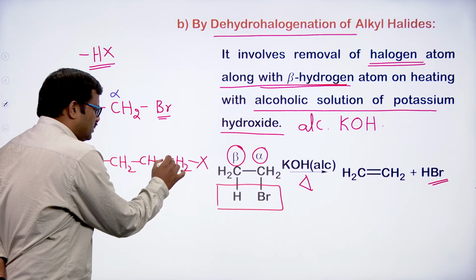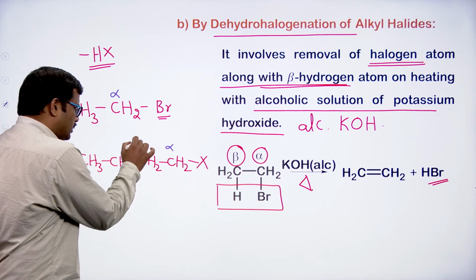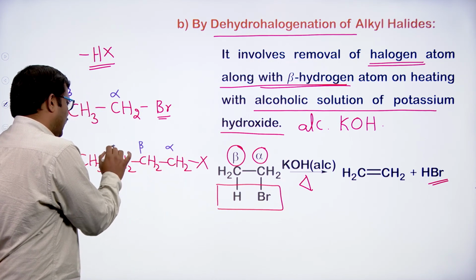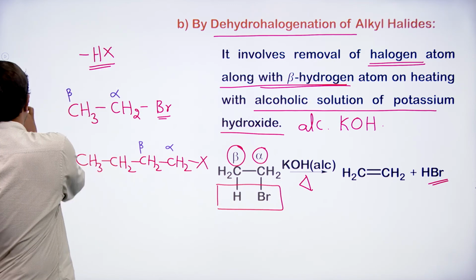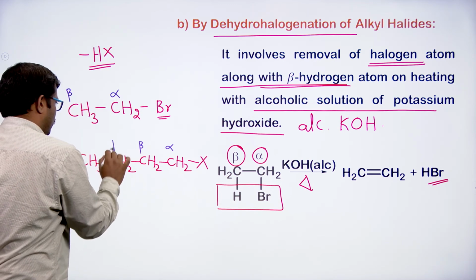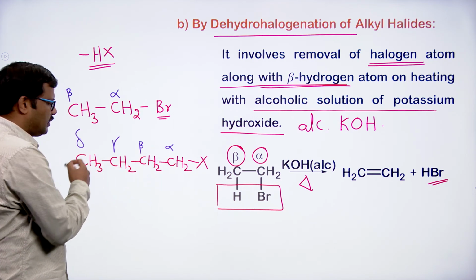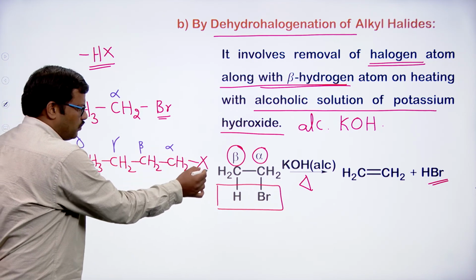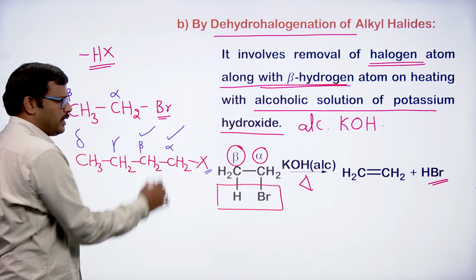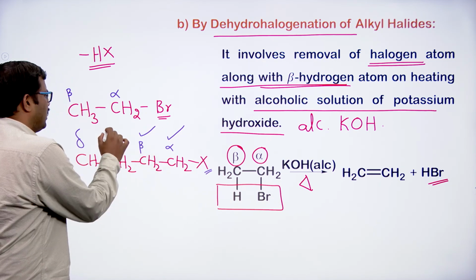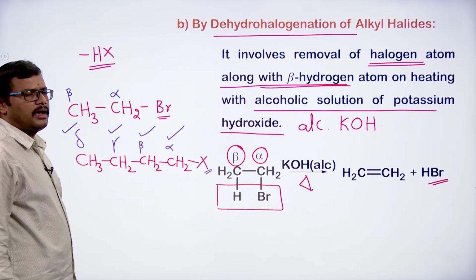The first carbon to which the halogen is attached is called alpha. The next one is called beta, then gamma, and then delta. So alpha, beta, gamma, delta carbons. The first carbon to which the halogen is attached is alpha carbon, the next carbon is taken as beta carbon, then the next carbon is gamma carbon, then the next one is delta carbon atom.